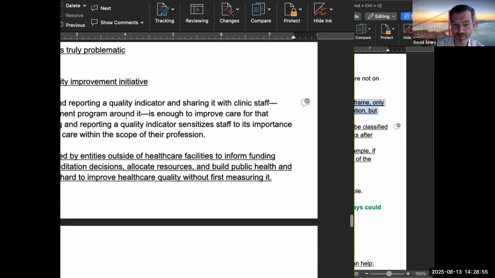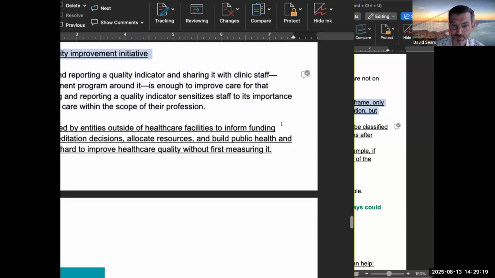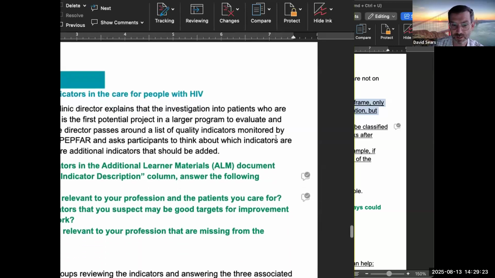Lastly, at least in this section, which I think is important, it's really important that learners appreciate that having an accurate quality indicator can do a lot of things. It can determine if an area in care is truly problematic. Maybe we think this is a problem, but it's actually not as big a problem when they look at it. It can trend quality over time. It can allow us to set goals. And then it can, of course, measure the impact of an initiative. So that's activity 3, talking about these quality indicators.